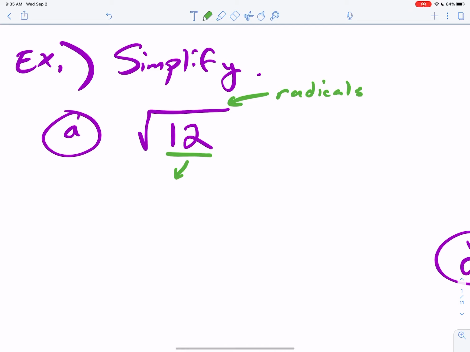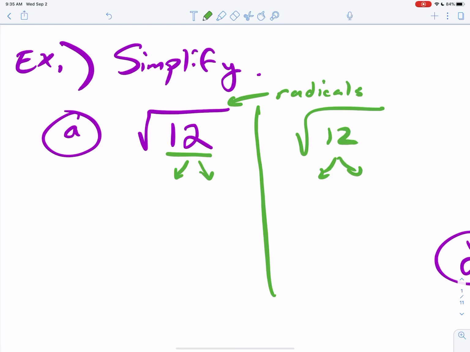The factors of 12 are 3 and 4, or 2 and 6. It really doesn't matter what you start out with here. I'll give you a split screen. Let's say some of you thought it was 2 times 6, and some of you thought it was 3 times 4. What you want to do is keep breaking these numbers down until you're down to prime numbers, meaning you can't break them down anymore.